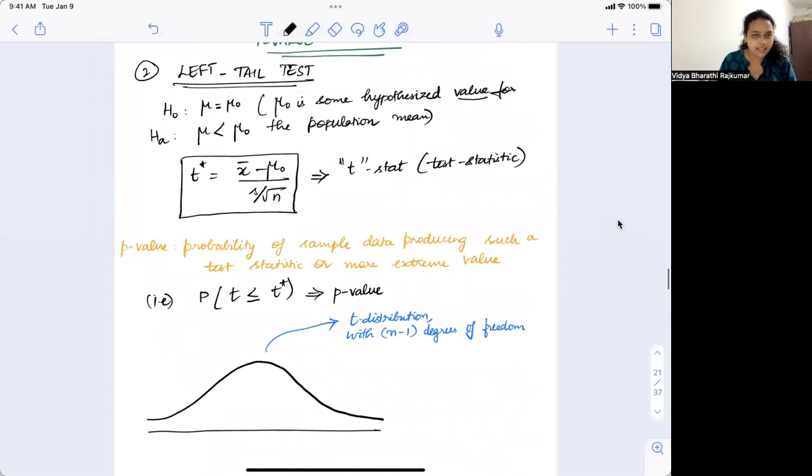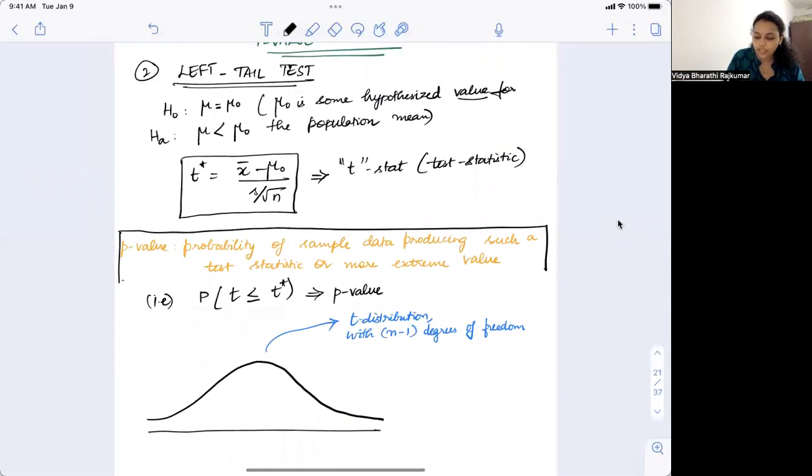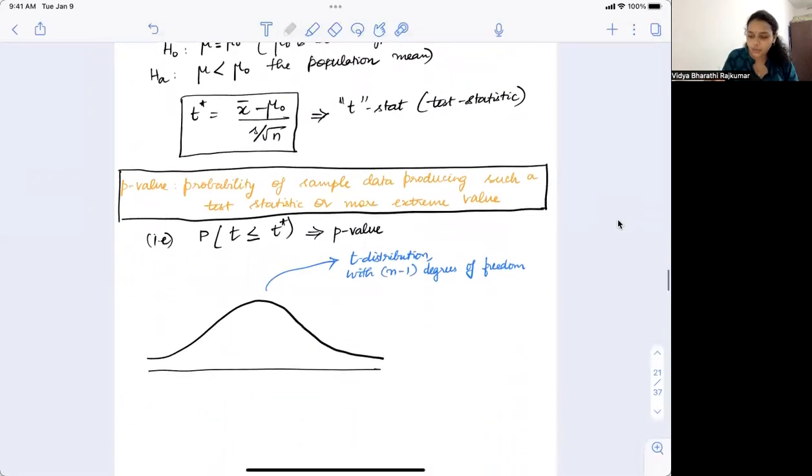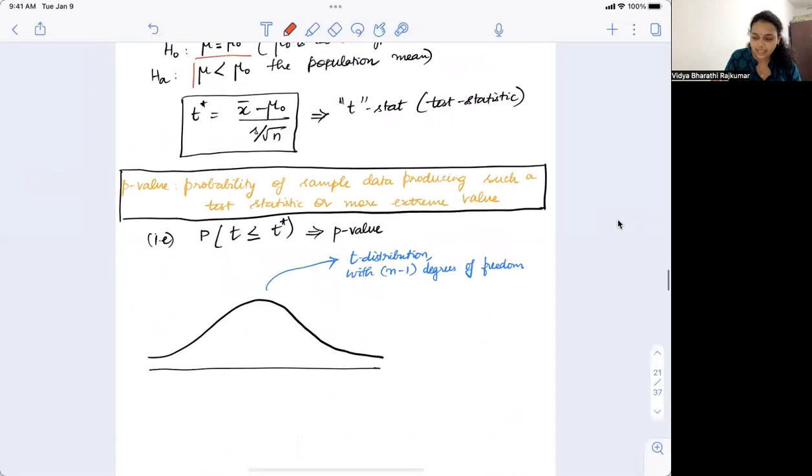So we define our test statistic in a specific way. And we want to find the p-value, that is, the probability of finding a more extreme value than the test statistic. Well, if our alternative hypothesis is given by mu being lesser than mu naught, then we know that we're going to be focused on the left tail.